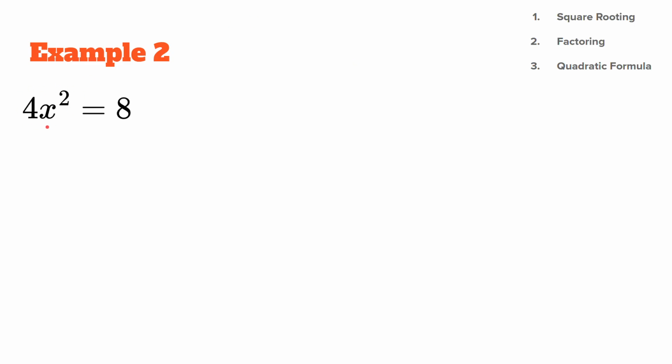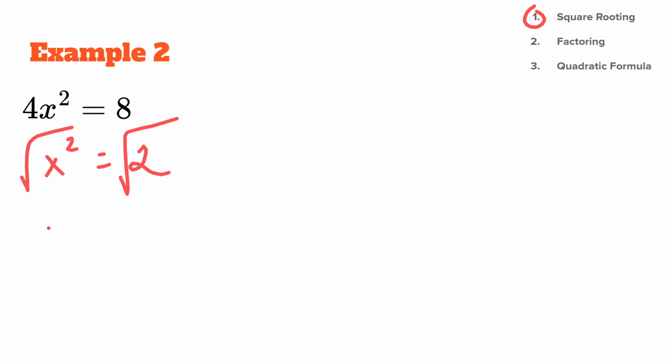Okay, right away, I say I have an x squared and I have a constant. There is no x term anywhere, which means I'm going to do my square rooting method. And these are the really quick ones. Because remember, with square rooting, our goal is to just get x squared by itself. So I'm actually just going to start by dividing each side by 4. So I get x squared equals 2.